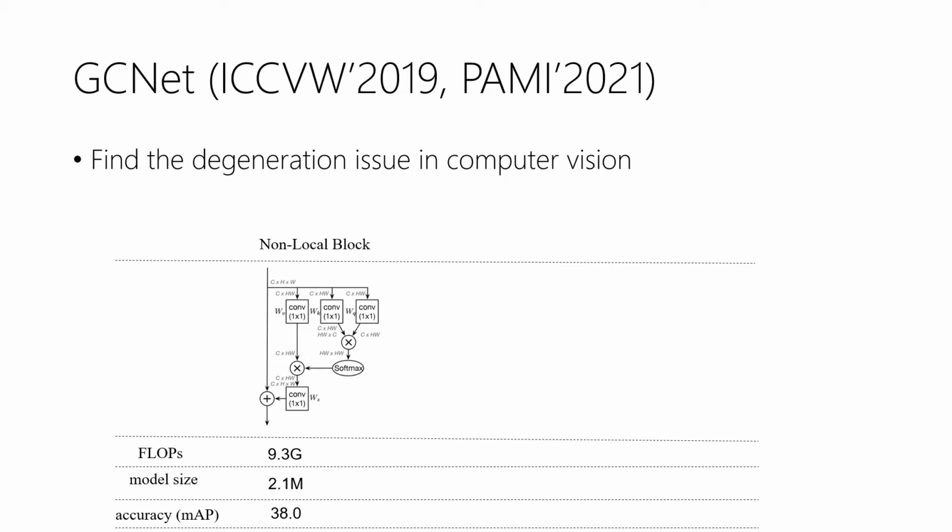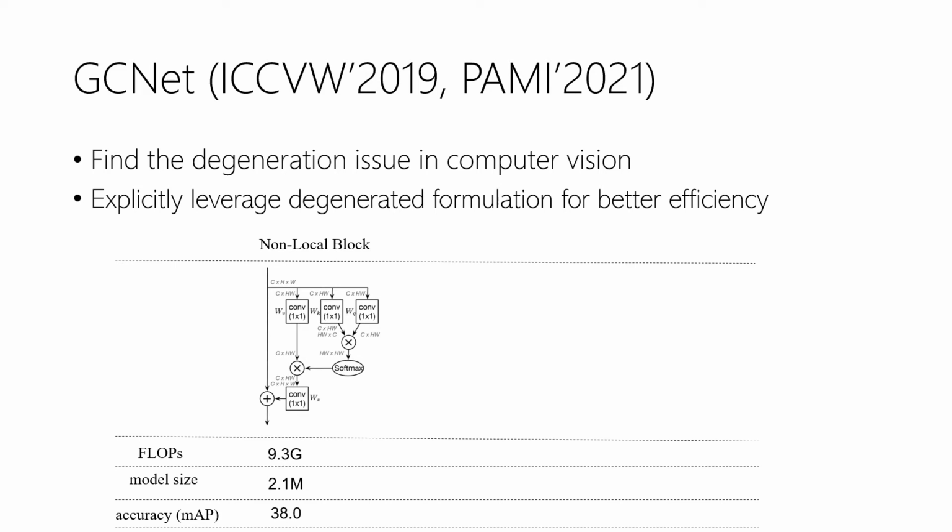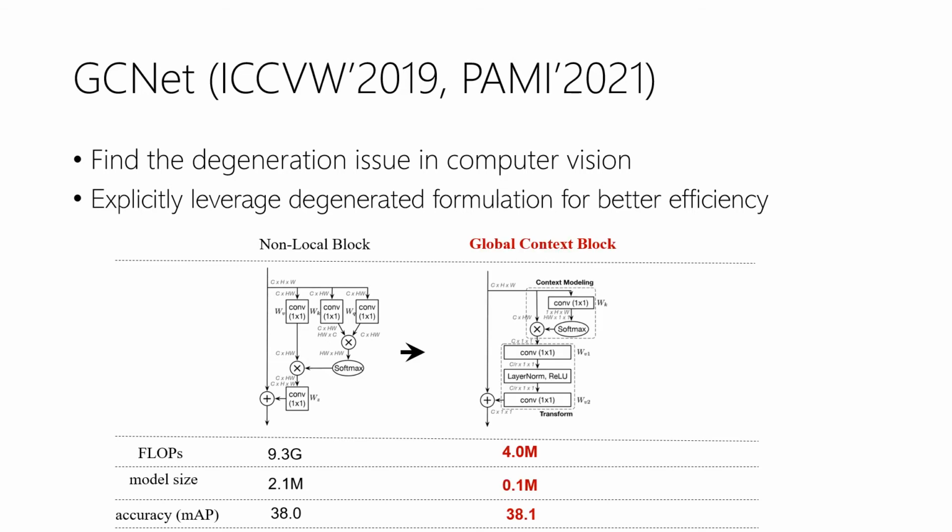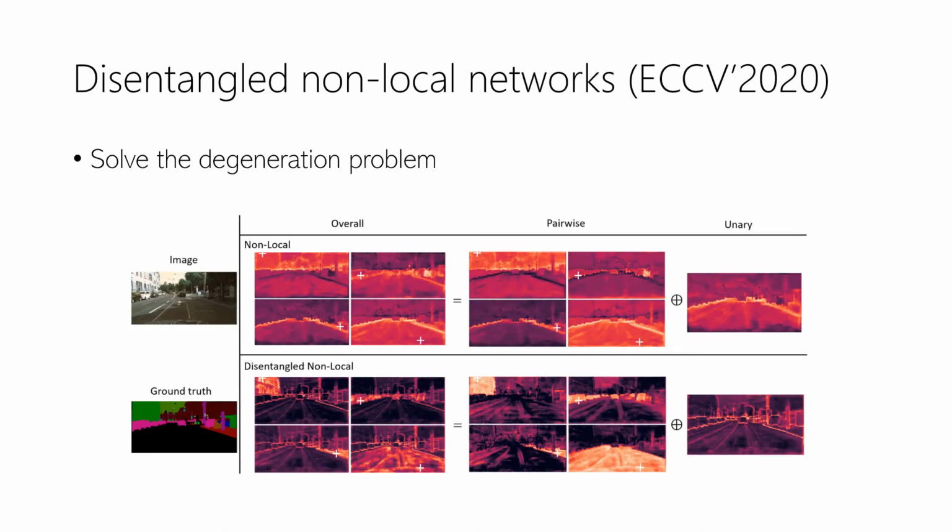This phenomenon also indicates that the non-local block can be simplified by explicitly leveraging the degenerated formulation. Hence, we propose the GC block, which reduces 2000 times computation and 20 times module size compared to non-local networks, where the accuracy is unchanged on object detection. We further study the reason leading to this degeneration phenomenon and propose a disentangled self-attention module to address this issue.